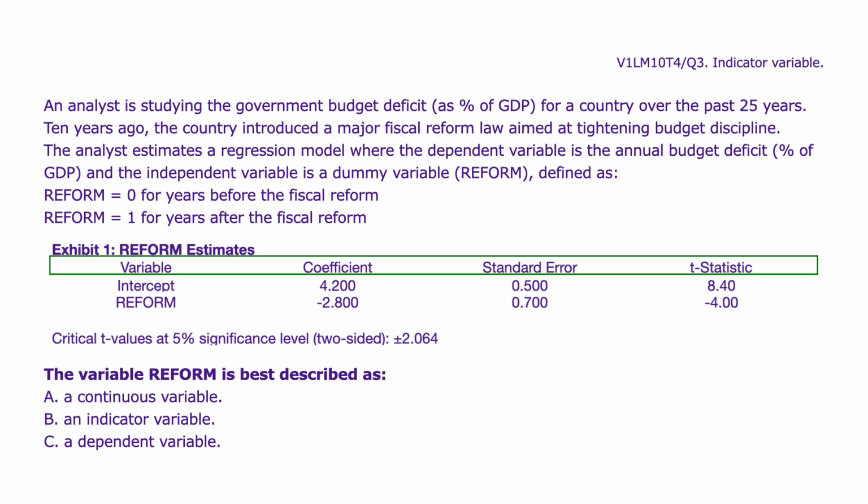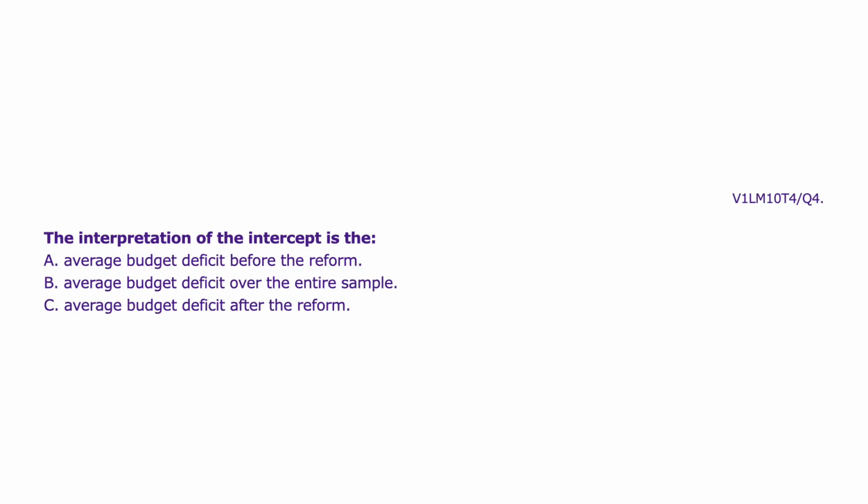The variable reform is best described as: A. A continuous variable. B. An indicator variable. C. A dependent variable. The interpretation of the intercept is the: A. Average budget deficit before the reform. B. Average budget deficit over the entire sample. C. Average budget deficit after the reform.